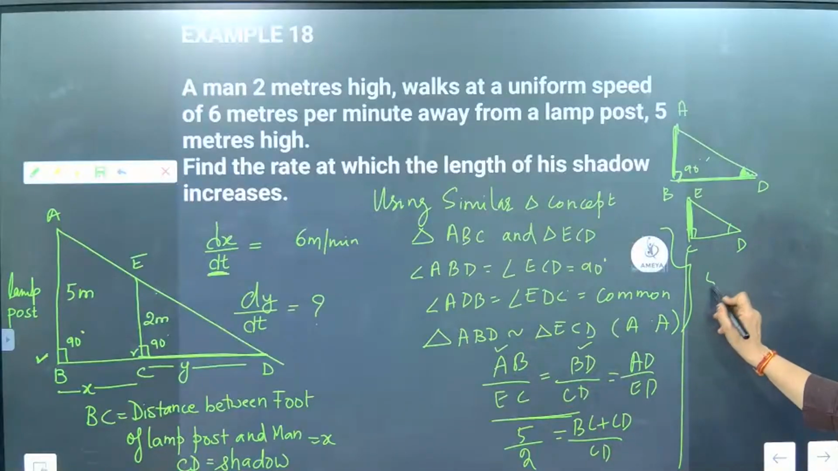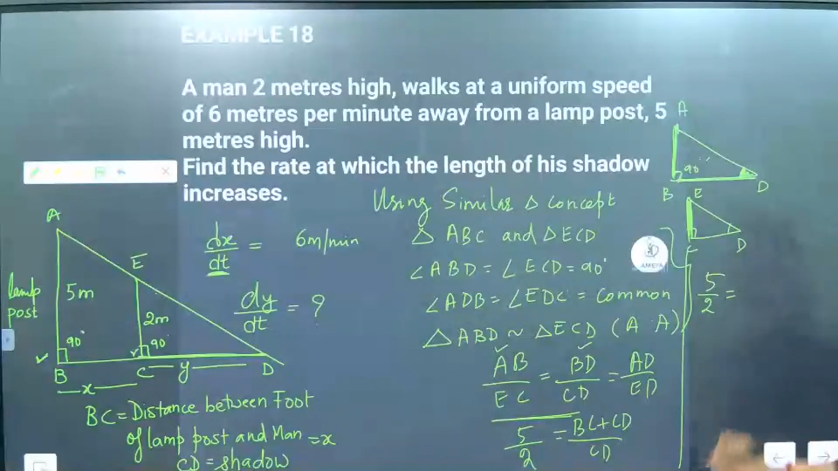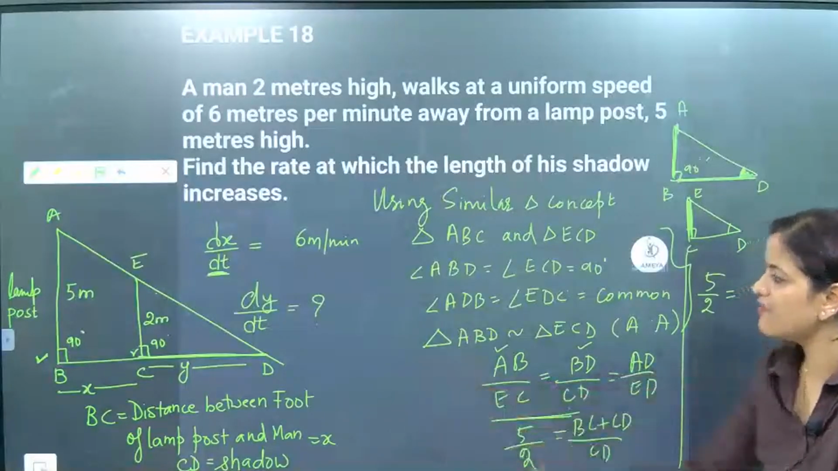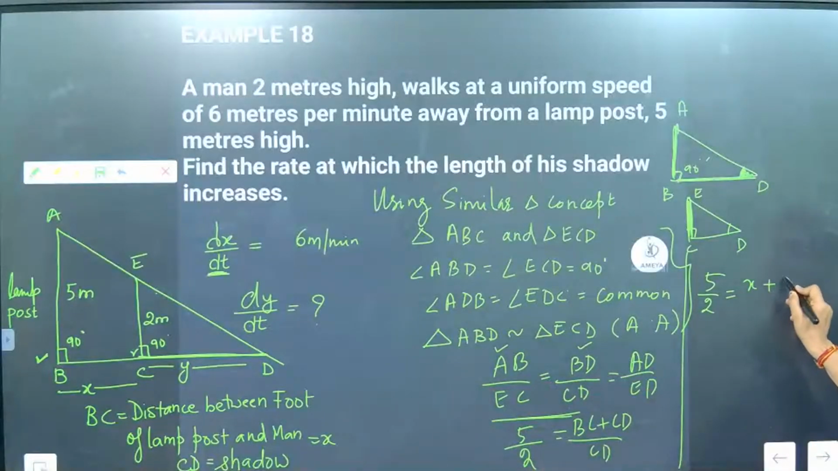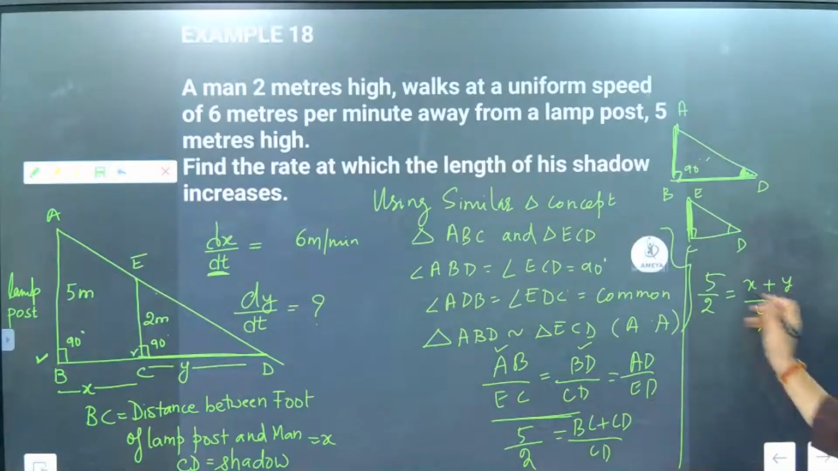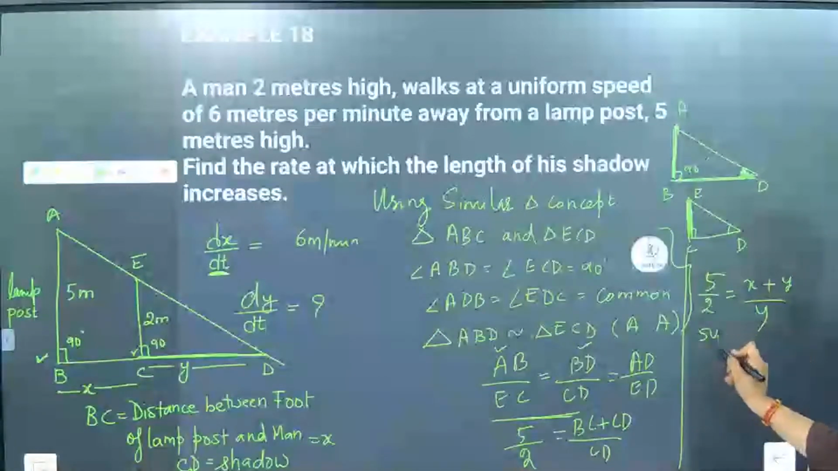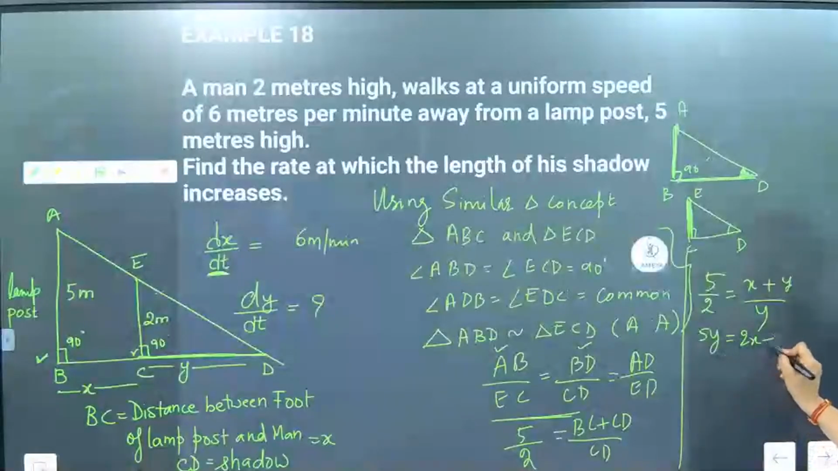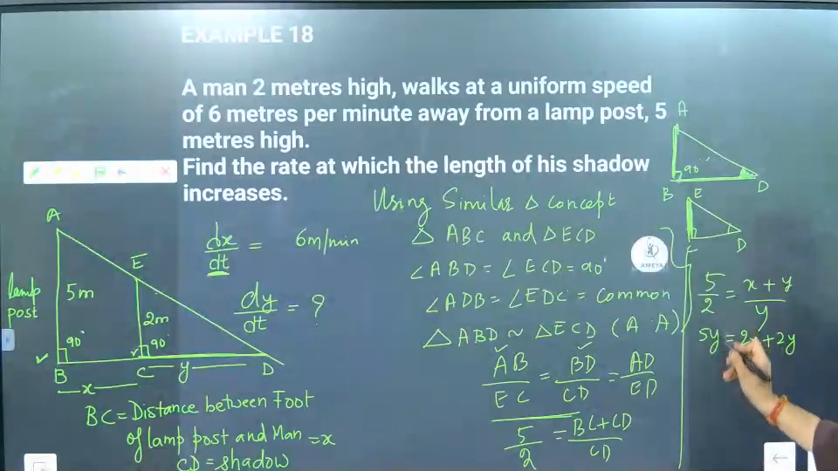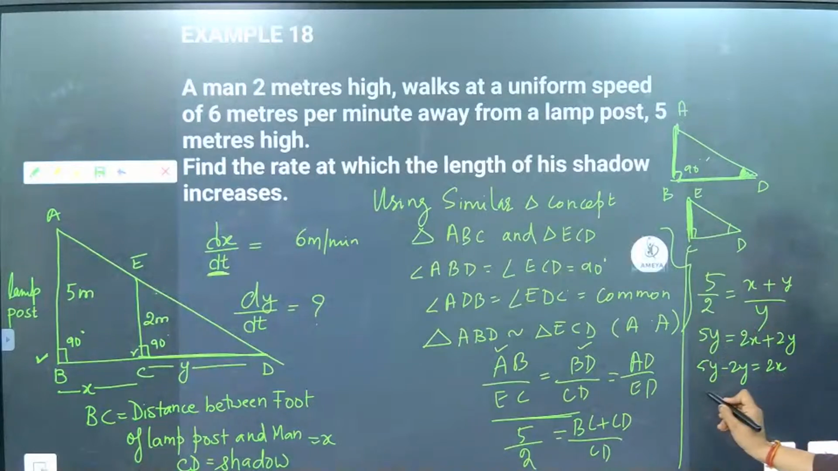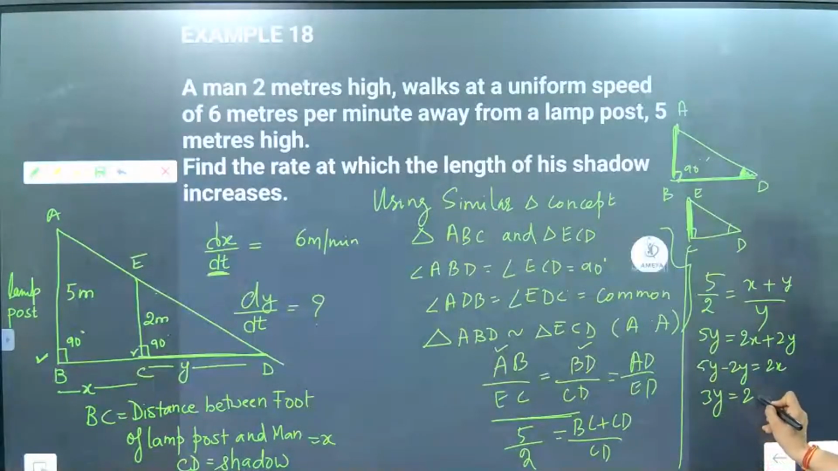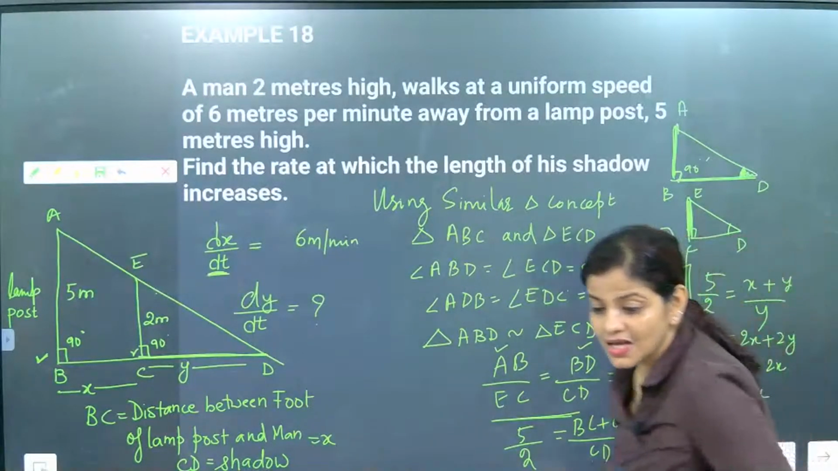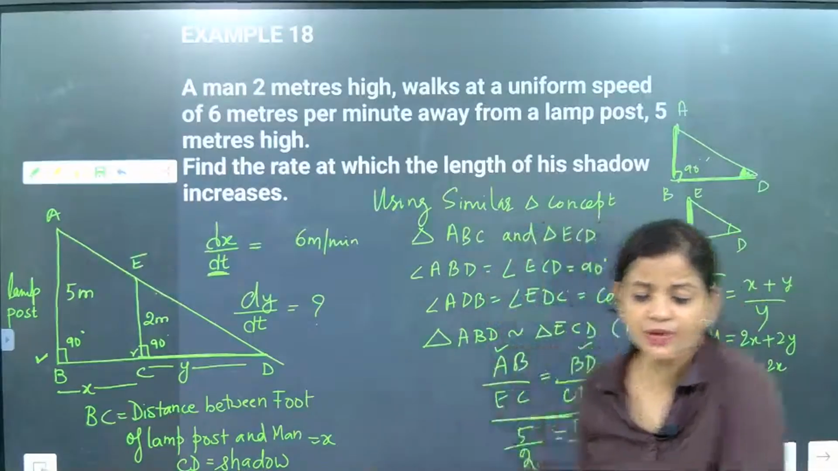Now look here. It will become 5 by 2. Now what is our BC, beta? BC we have already taken as x, and the down part we write as y. We have generated the connectivity. Now just cross multiply: 5y is equal to 2x plus 2y. Now beta, shift this to that side. 5y minus 2y is equal to 2x. So 3y is equal to 2x. We succeeded in exactly bringing the value.